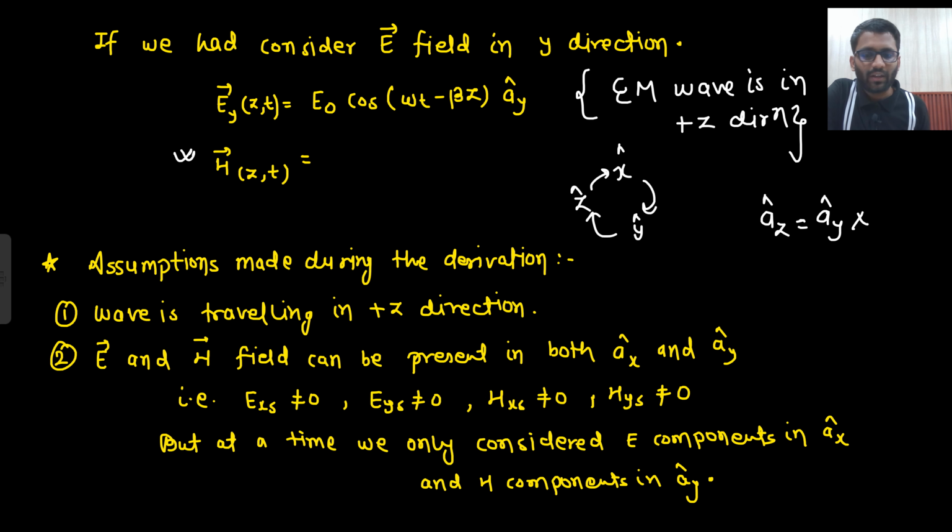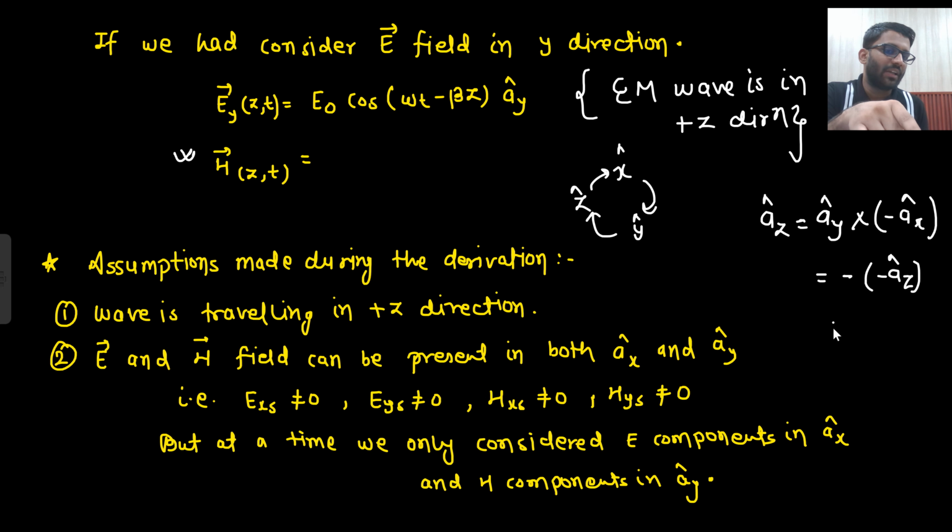So what should I add? Minus a_x cap. y cross x will give me minus a_z cap, and another minus sign is there, so minus minus get cancelled. What are you getting? a_z cap only. So what will be the direction of the magnetic field? That will be minus a_x cap. This is how you will get the direction of the third.